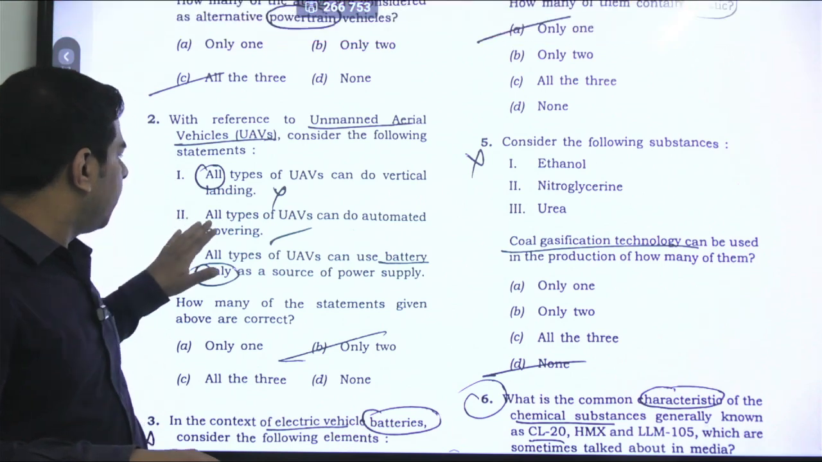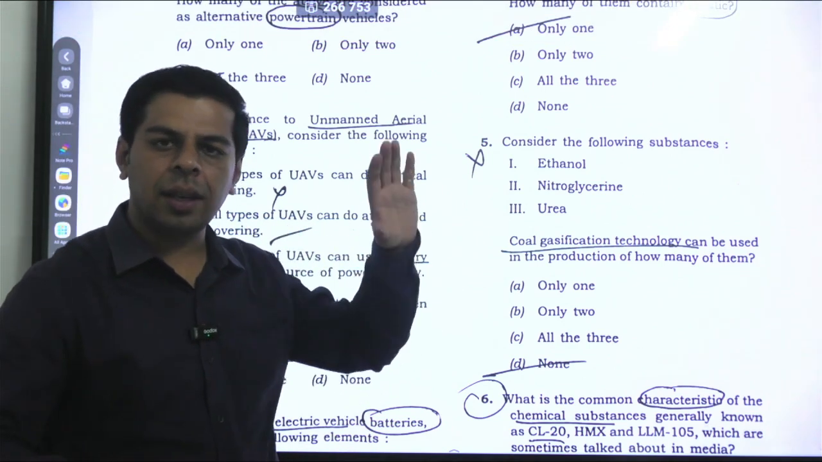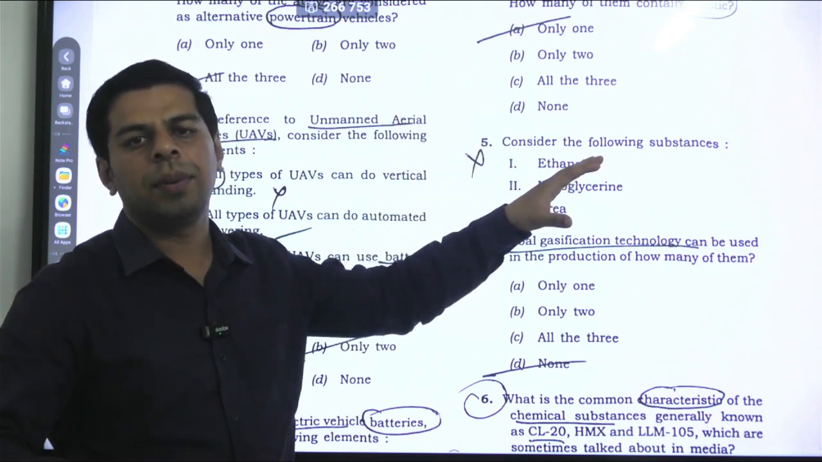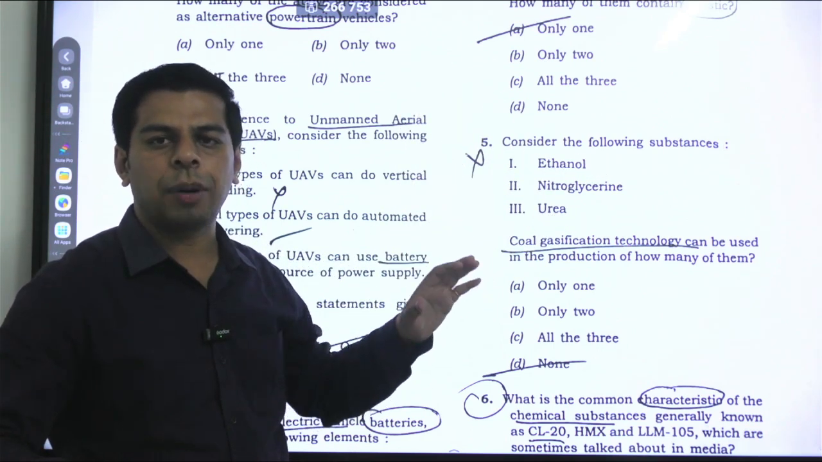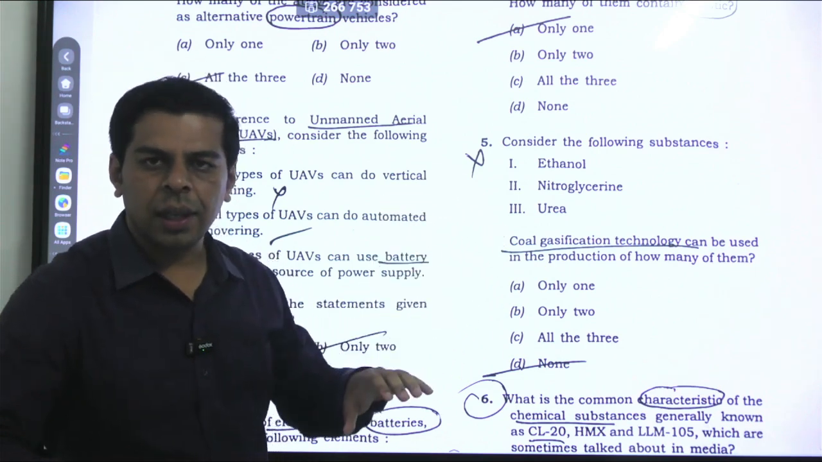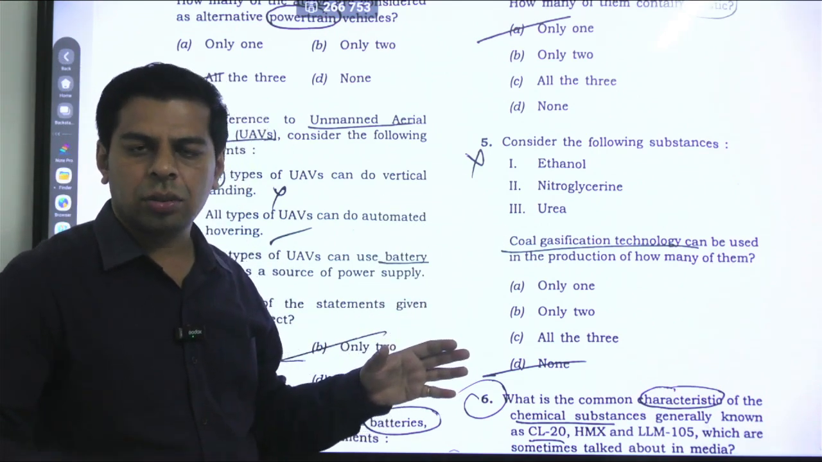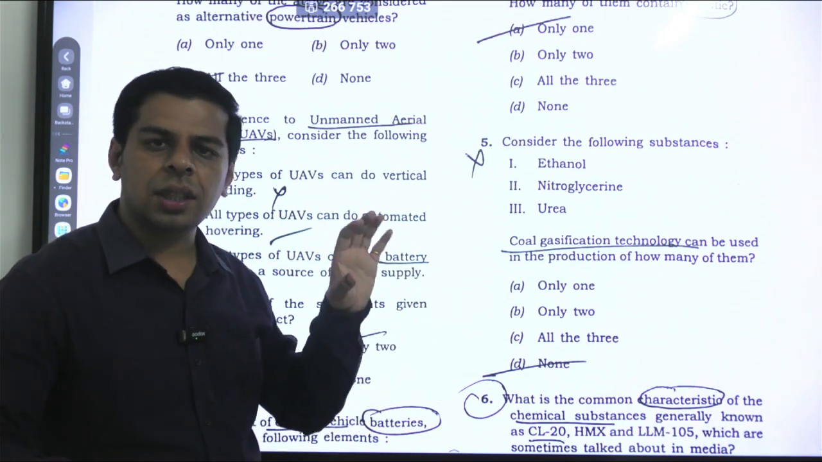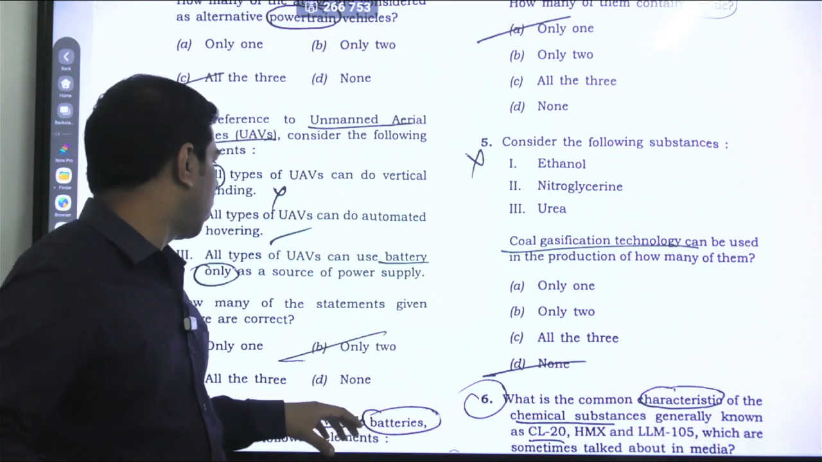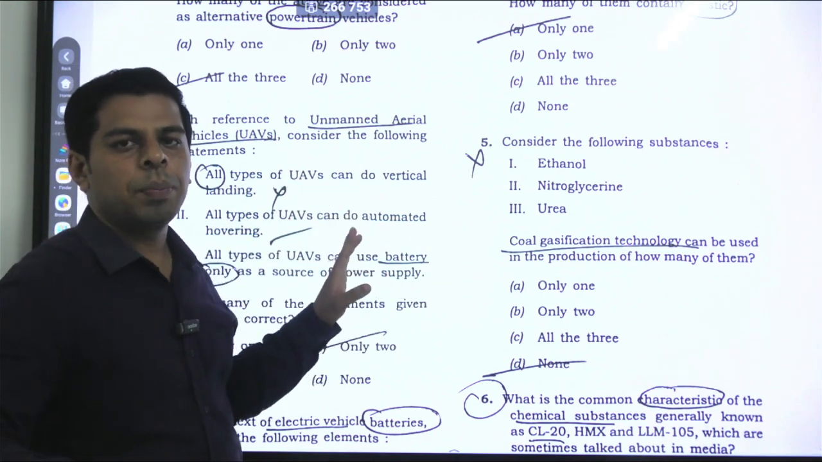Then coming to the second statement, all types of UAVs can do automatic hovering. Automatic hovering means they are able to stand in the air for considerable time. Basically, this function is primarily reserved for surveillance drones, like the UAV Netra, or you could say Panchi, or some other Garud which was shown in movies. Such specific drones cater to such technologies. So we cannot say all UAVs definitely have this particular advantage.